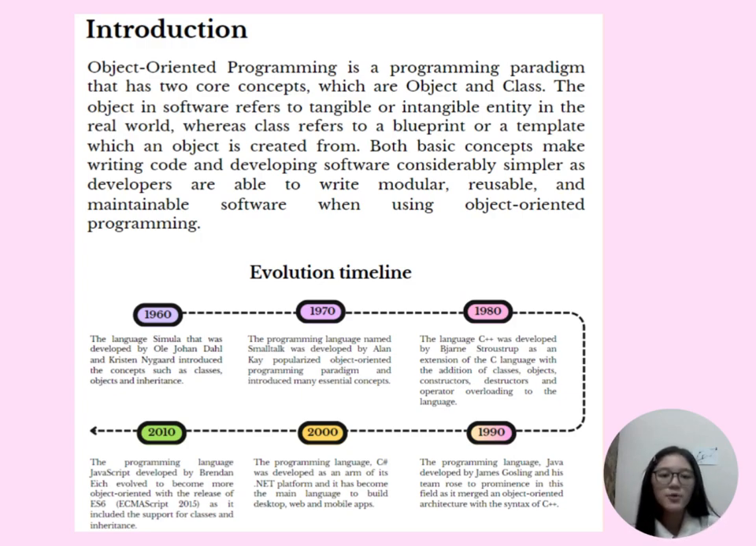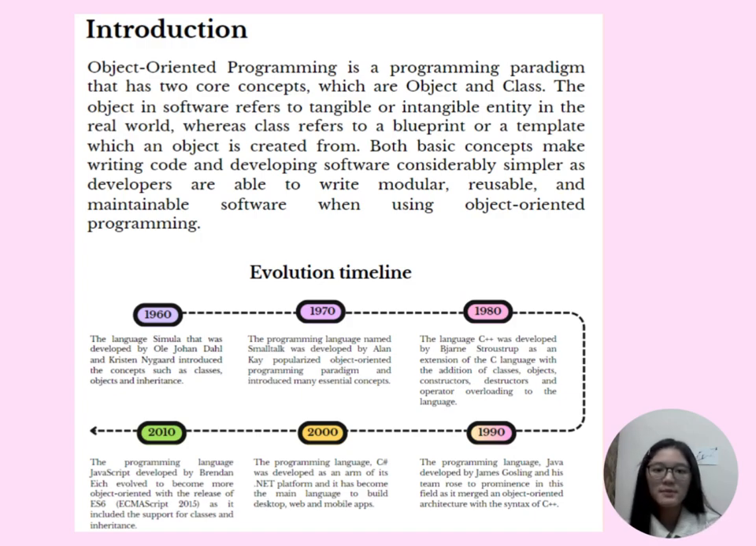In 1990, the programming language Java, developed by James Gosling with his team, rose to prominence in the field as it merged an object-oriented architecture with the syntax of C++. In 2000, the programming language C# was developed as an arm of the .NET platform, and it has become the main language to build desktop, web, and mobile apps. In 2010, the programming language JavaScript, developed by Brendan H., evolved to become more object-oriented with the release of ES6, as it included support for classes and inheritance.